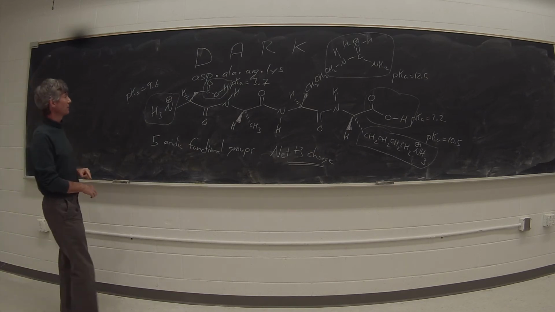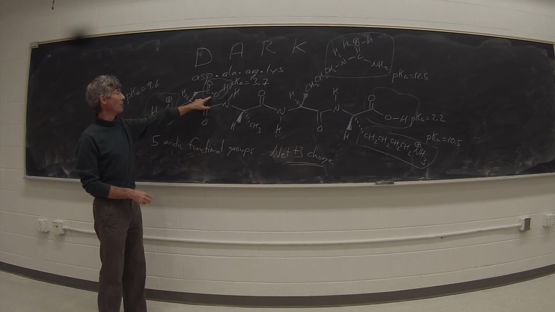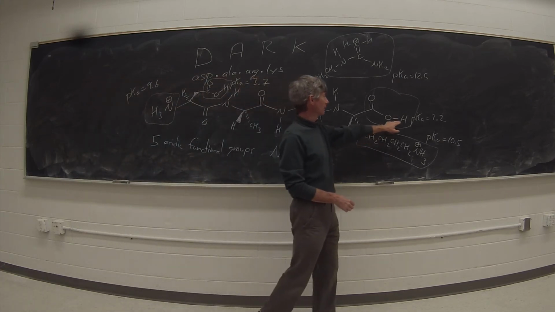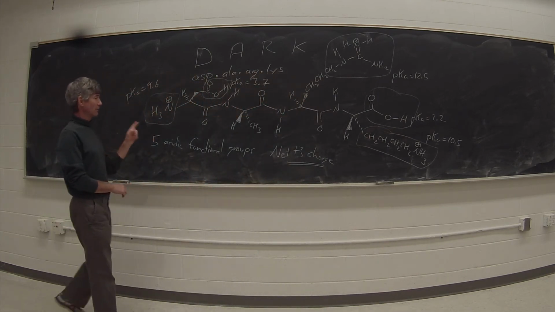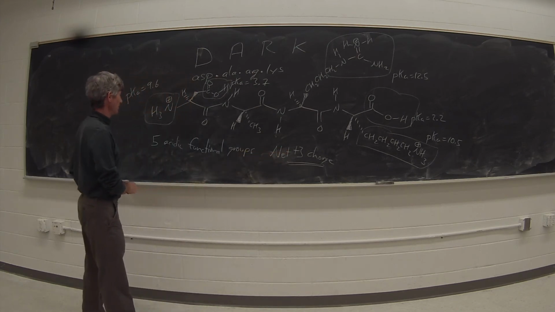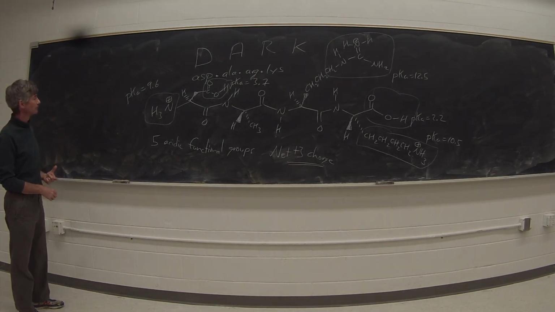So at physiological pH, we would draw this slightly differently. We would draw H3N+, COO- here. This would be protonated, this would be the NH3+, and this would be a COO-, right? So we'd have 2 minus charges in there, and at physiological pH, that would mean that the net charge on this molecule would be +1. And I'll draw that shortly.